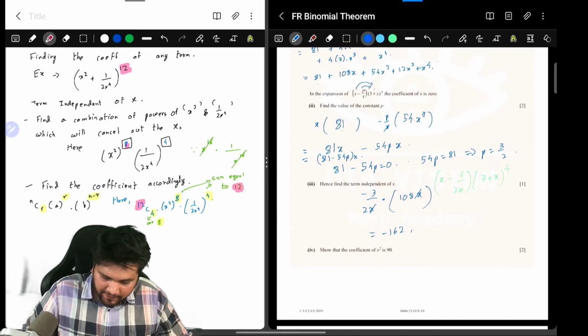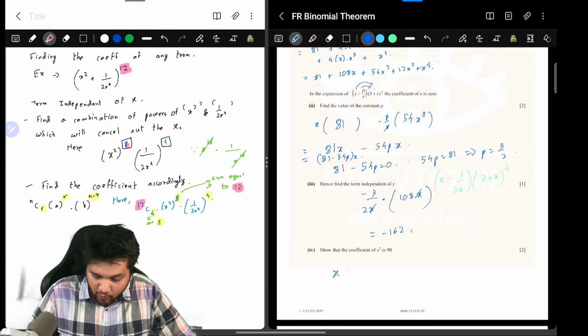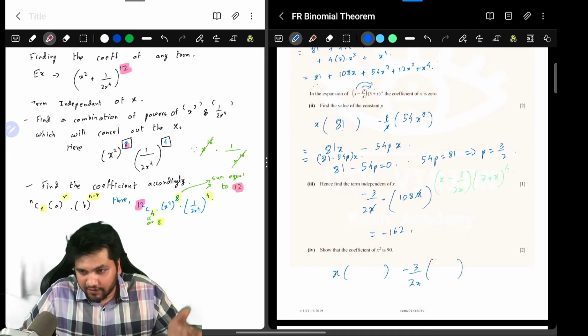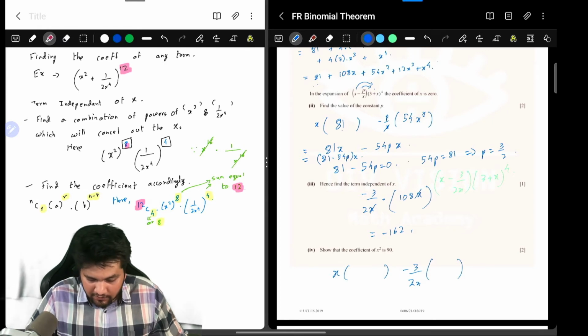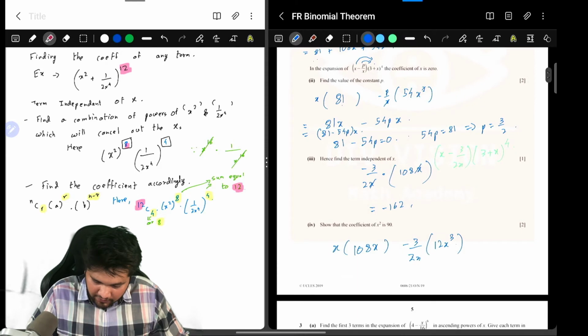Now see, when we want to find the coefficient of x square, so x into what will give me a coefficient of x square? Similarly, minus 3 by 2x into what will give me the coefficient of x square? x into what? 108x. Correct. And for this one, 12x. Correct. Absolutely fine. So you will get 108x square minus 18x square, which is nothing but 90x square. Done.